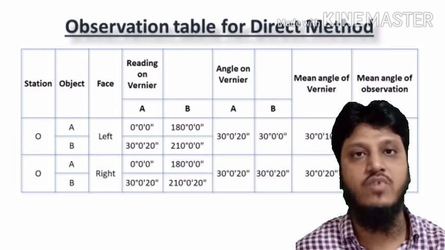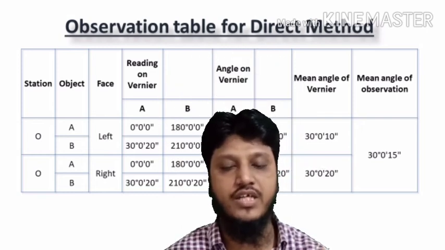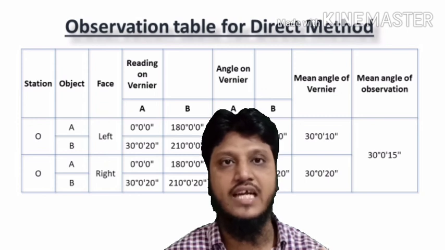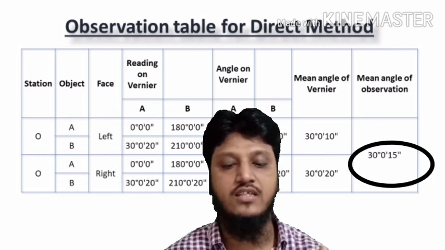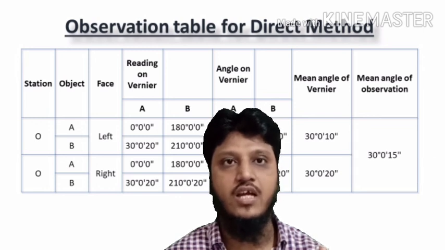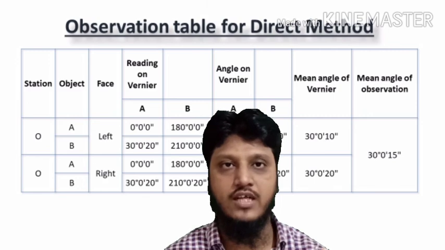A similar process is carried out for face right, and we get the mean angle of vernier from face right also. Then we add the mean angle of vernier from face left and from face right and divide by 2. This gives the mean angle of observation, 30 degrees 0 minutes 15 seconds, which is the actual angle AOB. This is how we determine the horizontal angle by the direct method.